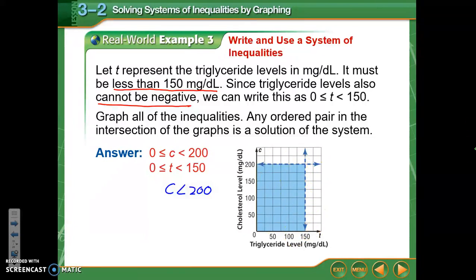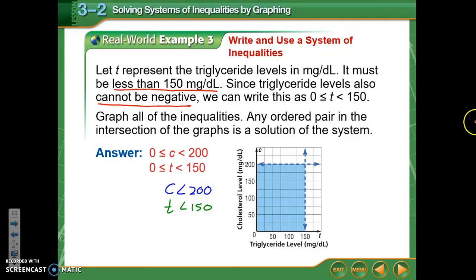And T has to be less than 150, because we already took care of the greater than or equal to 0 by keeping it in the first quadrant. Since T represents x, x equals 150 would have been a vertical line. So T is less than 150 is a vertical dotted line, and we have to shade less than.